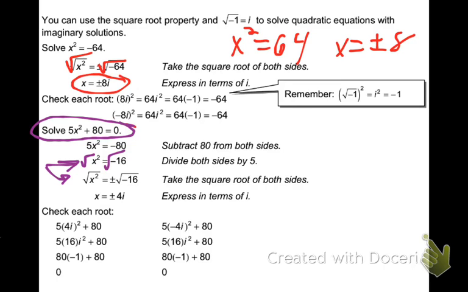Now, can anybody tell me why we added the plus or minus here? Why is there plus or minus on all these? Because it's either or. It's both. Very good. For instance, on this top one, 8 times 8 is 64, but negative 8 times negative 8 is also 64. So notice that when we are solving equations here, we need to include both answers, the positive and the negatives.